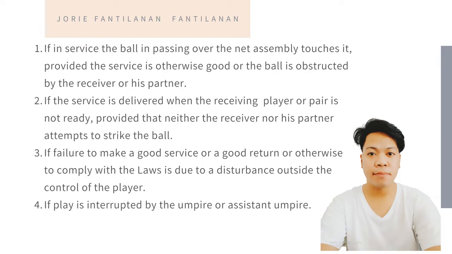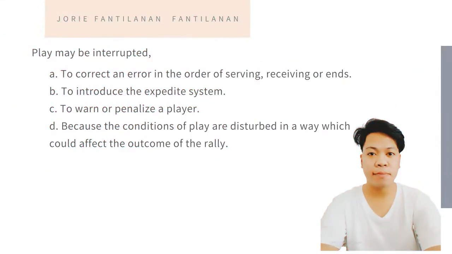Number 4. If play is interrupted by the umpire or assistant umpire, play may be interrupted: A. To correct an error in the order of serving, receiving, or ends. B. To introduce the Expedite System. C. To warn or penalize a player. Or D. Because the conditions of play are disturbed in a way which could affect the outcome of the rally.